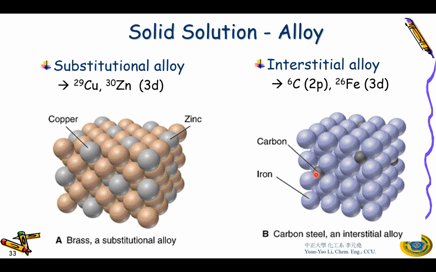So if we have carbon in the iron, this is called carbon steel. Carbon steel is much stronger than iron. Okay, so this is what we call a hardening agent to make it very strong. And this is a kind of interstitial alloy. So you have two types. The first type is substitutional alloy. The second type is interstitial alloy.